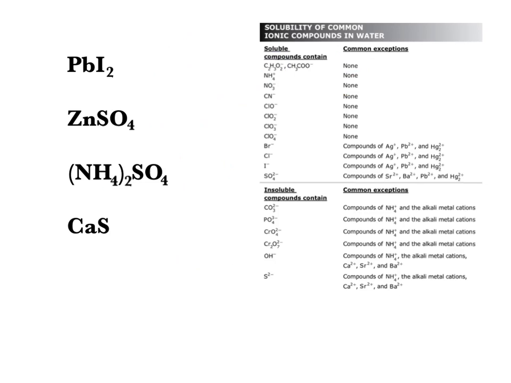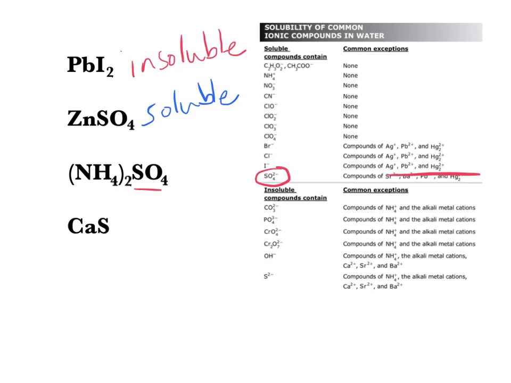Alright, now that you've had a chance to look, let's go through them. PbI2: I is generally soluble, except that Pb is an exception, which means PbI2 will be insoluble. Alright, ZnSO4. SO4s are typically soluble. Zinc is not an exception, which means soluble. Okay. For (NH4)2SO4, sulfates are typically soluble. Ammonium is not an exception, which will make it soluble.